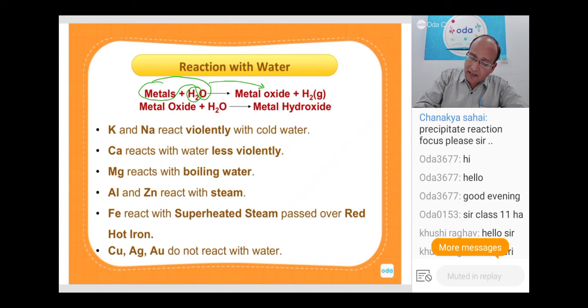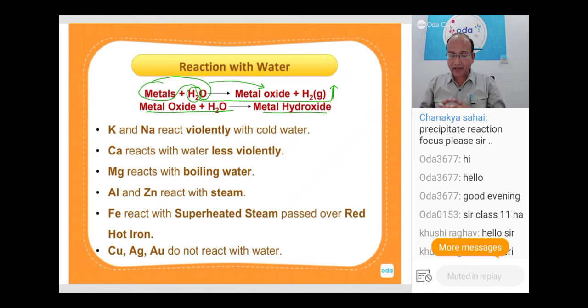And the hydrogen will be liberated as H2 gas. And the metal oxide, because it is in water, will form metal hydroxide solution. Is it clear to everyone? So the resulting solution is alkaline in nature along with the evolution of H2 gas.